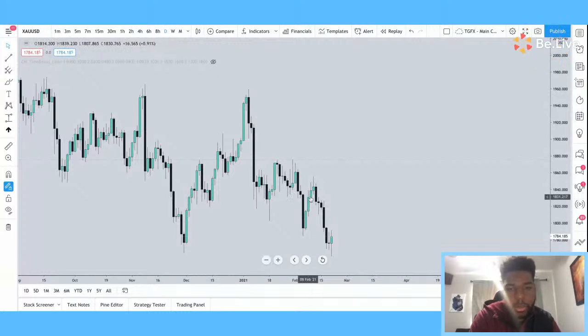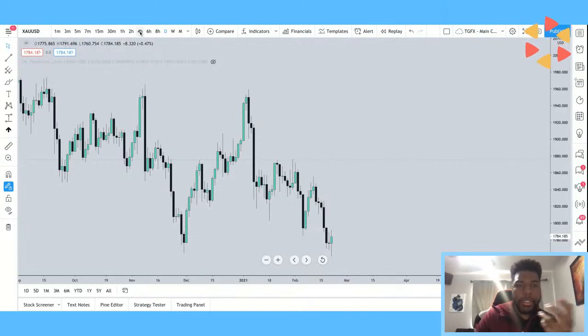Now we get this huge pullback. We don't want to be caught in that pullback, especially since we're not actual swing traders. We don't want to be sitting in drawdown for a week. We don't want to be negative hundreds of pips. Instead, if on lower time frames we analyze this and understand, cool, we can buy it from here and ride it up. Cool, we could sell it from here, sell it down. Because like I said, we only need a small piece of the overall leg of that structure.